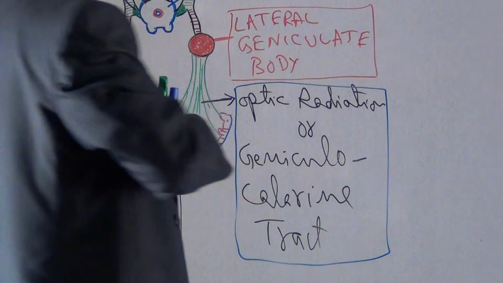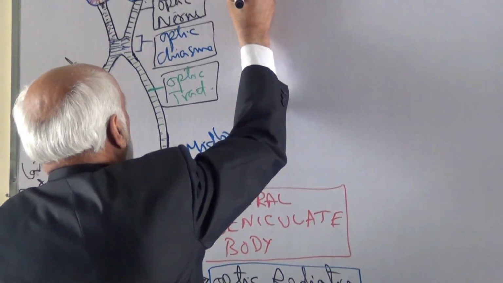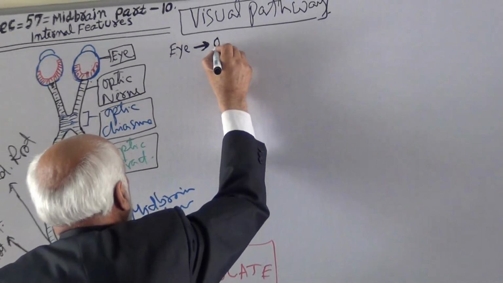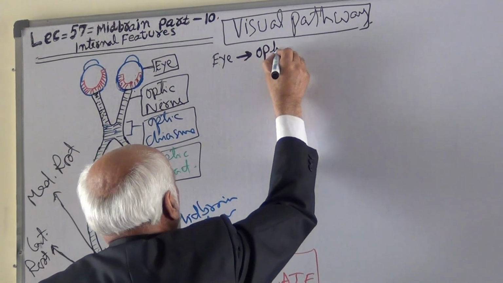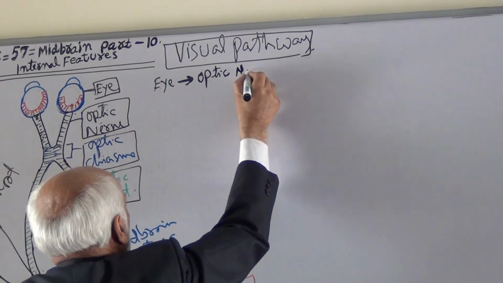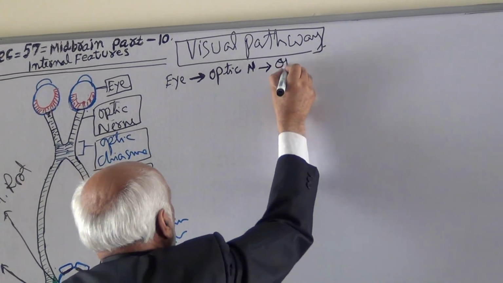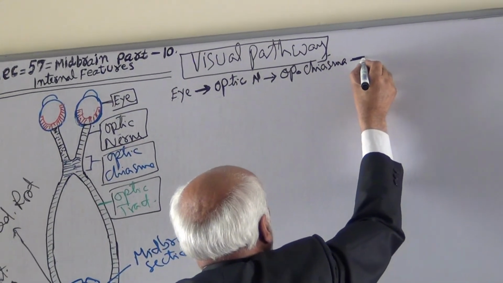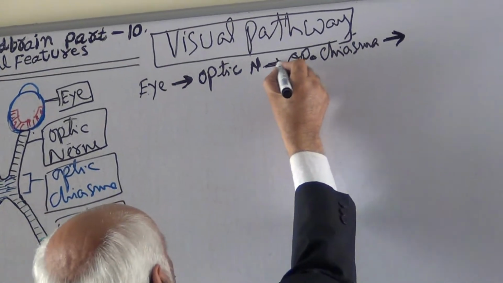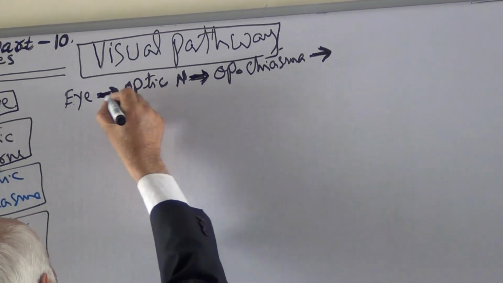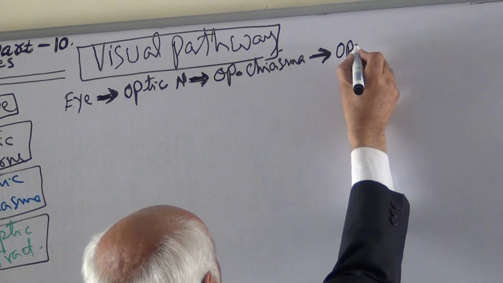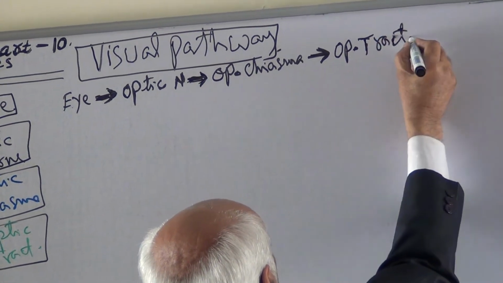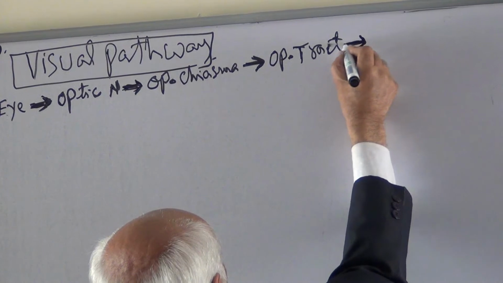This is the visual pathway. So just to summarize, the visual pathway: eye, then optic nerve, which reaches the optic chiasma, and next to the optic chiasma, optic tracts, optic tract. So we are discussing the visual pathway.